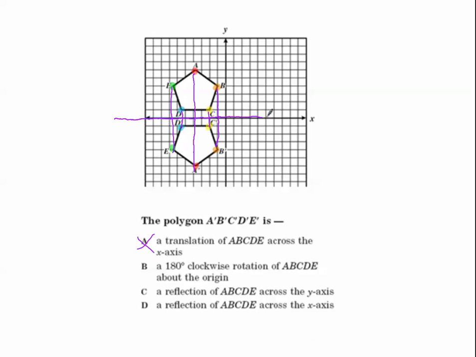This is our x-axis. So we need the reflection across the x-axis. If it was rotation, again, these points would end up on this side and vice versa. DE would end up where BC are.